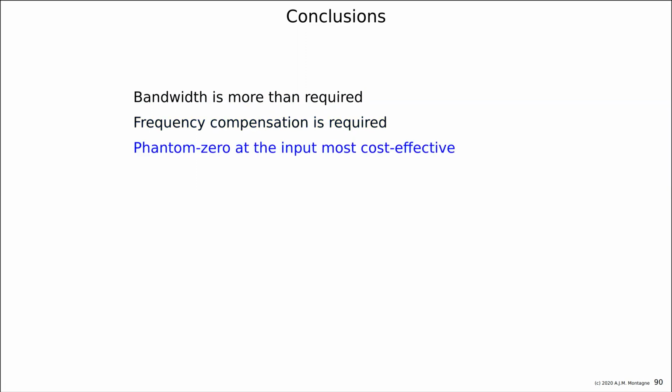Phantom zero at the input is the most cost-effective solution for this amplifier. It is not a general conclusion. Definitely phantom zero will always be the most cost-effective if you can realize it, but not always at the input, of course. It can be in the feedback network, it can be at the load. In our case, it was at the input with the resistor. It has the lowest and negligible influence on other performance aspects, and that is what we call cost effective.